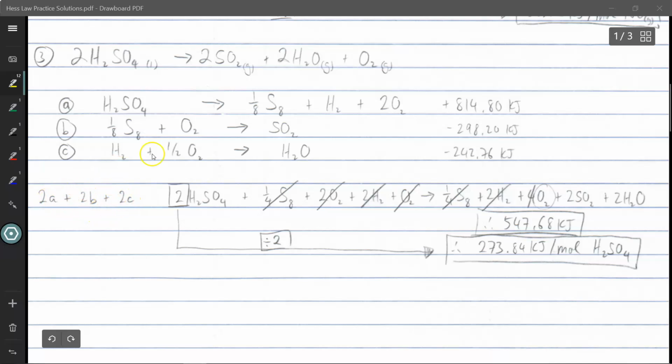Don't forget to multiply these values into the enthalpy change as well. When I add up the manipulated equations, all of these things will start to cancel out, leaving behind 2 sulfuric acids, oxygen, 2 sulfur dioxides, and 2 waters. And my overall enthalpy is 547.68 kilojoules.